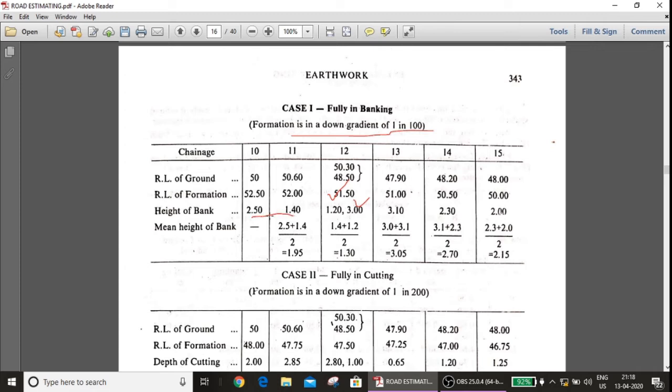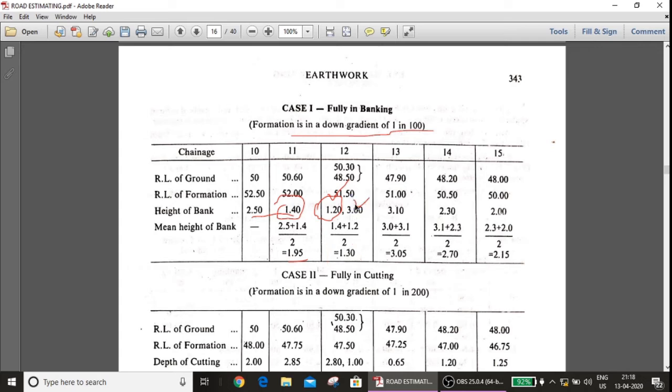So 2.50 plus 1.40 divided by 2, we will get the mean height of the bank. Here for the 12th station, this value 1.40 plus this value 1.20 divided by 2, we are getting 1.30. Then this value is carried to the next station.